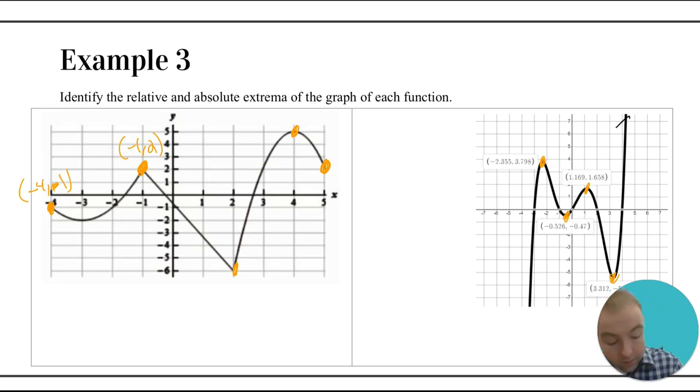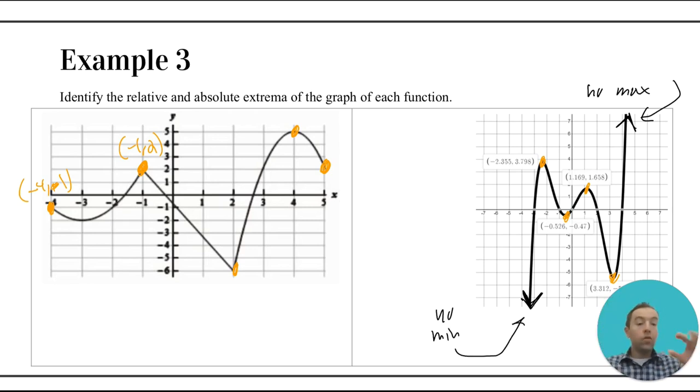Now, if we do assume that this right here is an arrow and this right here is an arrow, because the graph keeps going up and up and up, and then down and down and down, there's no maximum point that's going to happen right there. And similarly right here, there's no minimum point that's going to happen right there. So the only extrema points that we're going to be able to find on that graph are just those 4 points that I've labeled already.